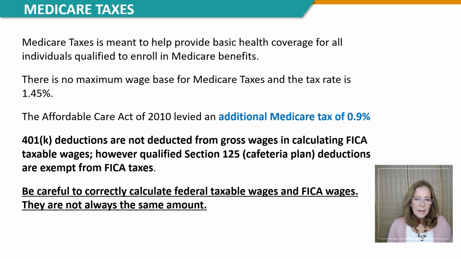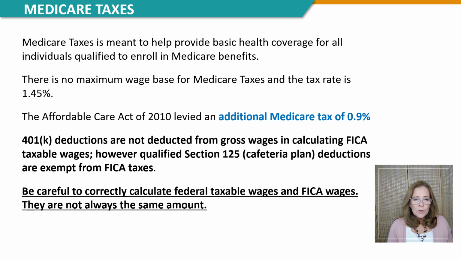Let's now look at the second part of FICA, which is Medicare tax. Medicare taxes provide basic health coverage for all individuals who generally have worked and paid Medicare taxes for 10 years or have a spouse who meets this requirement. Until 1994, the maximum wage amount for Social Security and Medicare was the same amount. However, the maximum wage amount was removed from Medicare tax in 1994, and now there is no maximum wage base for Medicare taxes, and the tax rate is 1.45%.